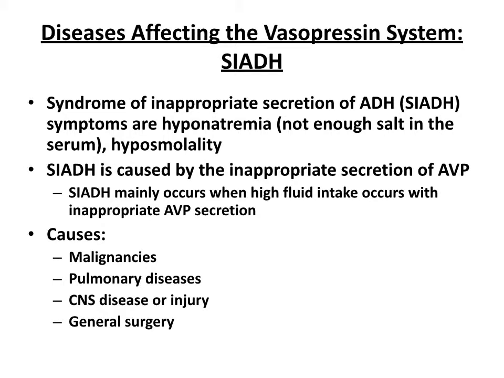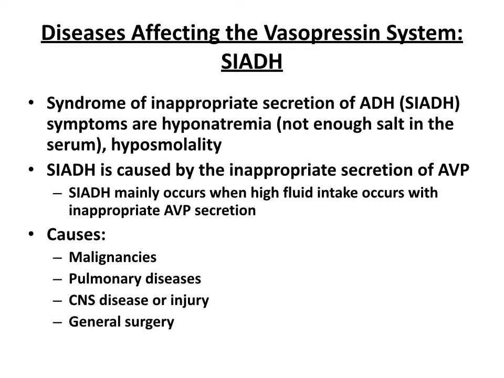Okay, there's also, along with diabetes insipidus, the syndrome of inappropriate secretion of ADH, an interestingly named disorder. So people with this typically have hyponatremia, so not enough salt in the serum, and also hypoosmolality. So vasopressin can be over-secreted in this condition. Or basically the vasopressin system isn't responding correctly to changes in osmolality, etc.